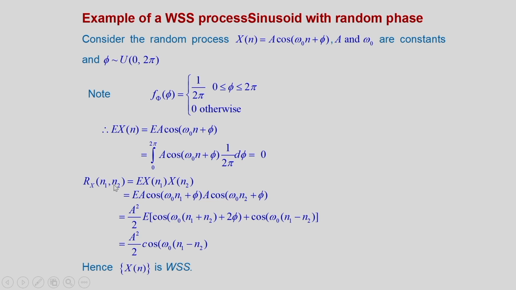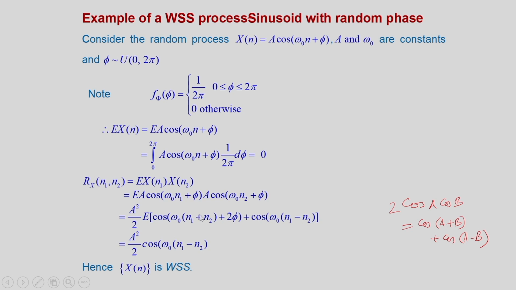Now, let us find Rx of n1, n2. This is equal to E of x n1 x n2, that is by definition, and that is equal to E of A cos(omega naught n1 plus phi) into A cos(omega naught n2 plus phi). Now, there is a product of two cosine terms. We can use the relationship that twice cos A cos B is equal to cos of A plus B plus cos of A minus B. If we use this identity, then this is equal to A square by 2 into the expectation of cos(omega naught (n1 plus n2) plus 2 phi), where these are added, plus cos of omega naught (n1 minus n2), where these are subtracted.